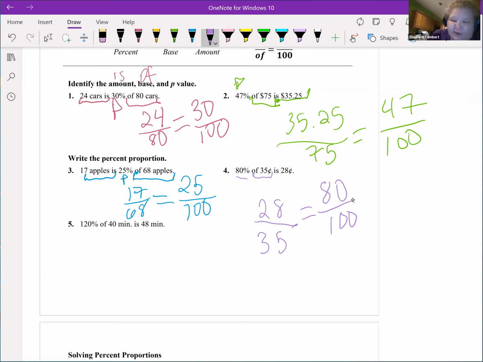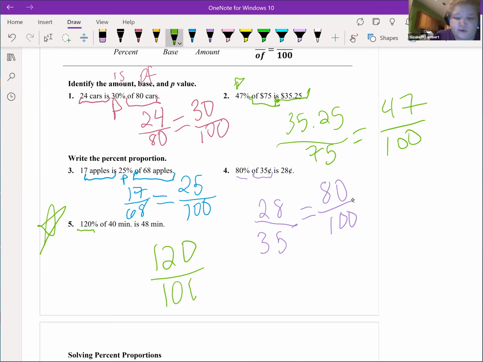But see, here we go. Now we got a percent bigger. We'll put a little star because this is where some people will get themselves confused. So 120%. So there's our P. Still goes over 100, even though it's bigger than 100%. So 120% of 40 minutes is 48. So the 48 is the "is" number now. And the 40 is the "of" number.